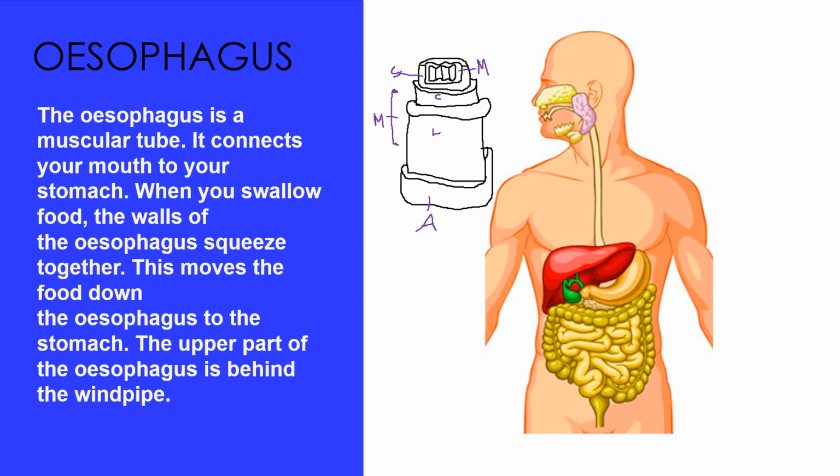Okay, and after the muscularis we have adventitia. Adventitia is the outer layer and it helps the food pipe to connect to the other parts. Okay, and this is all about esophagus and its layers. Hope you understood.